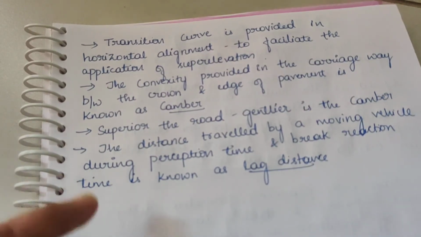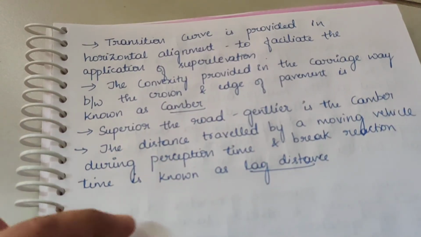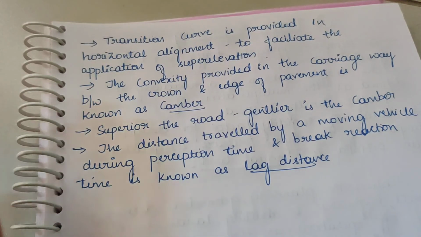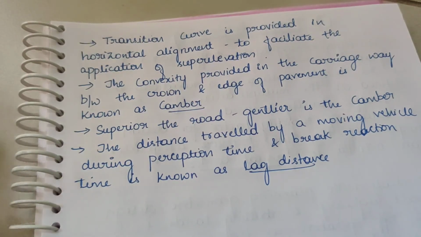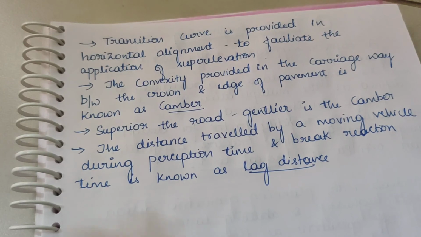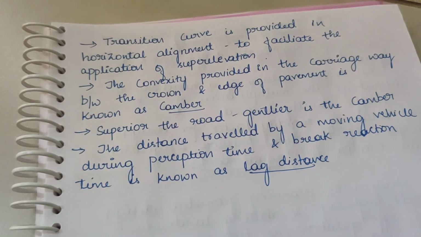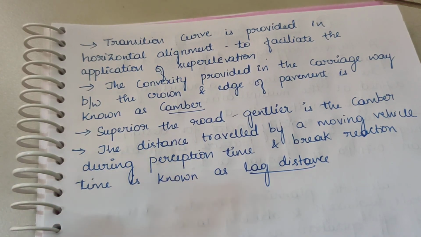So whatever I have done in the geometric design elements in the second part of the highway engineering, these are the main topics which are asked in the previous exams like IES, SSC and all the government state board exams. So only those topics I have covered. In the next class I will be solving the multiple choice questions which were asked in the previous exams.